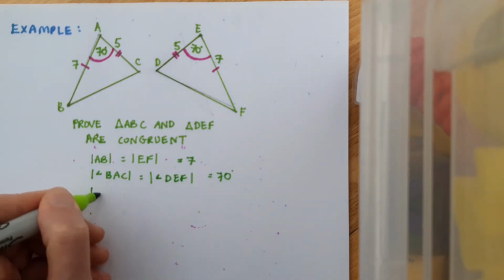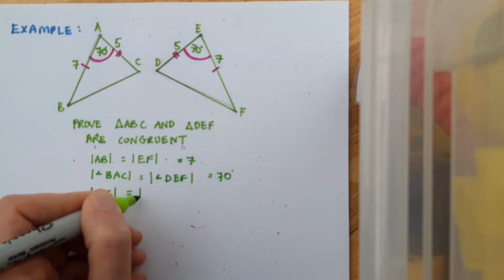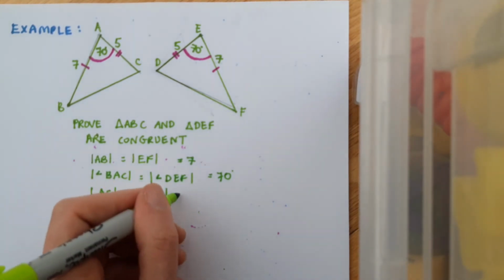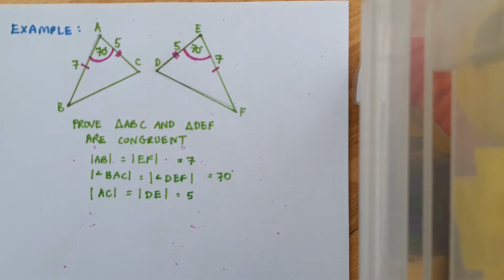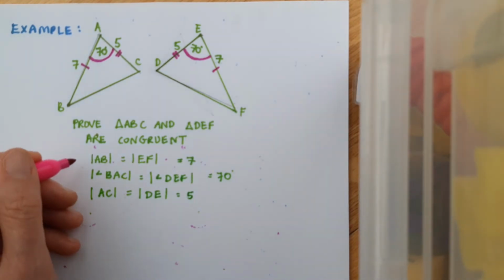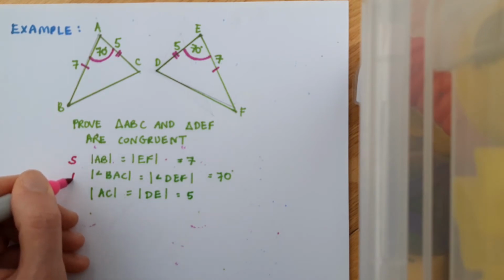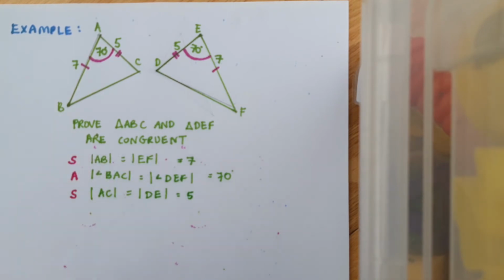And I can also say that AC equals DE. And I can give a reason. They're both equal to 5. Next to each of these, I'm just going to make a note for myself. Well, this was a side, this was an angle, and this was a side. And this will be useful for me when I'm giving my final reason at the end.